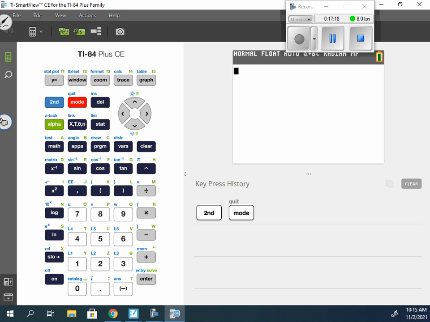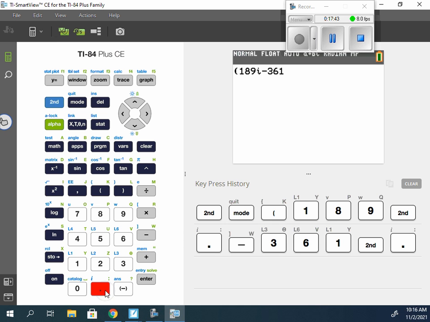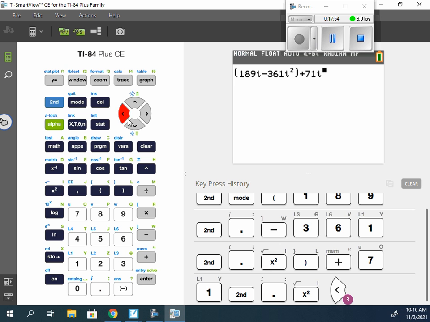Now, pick another one with the addition and subtraction. Let's go with E, because I think E is kind of funny. Let's put parentheses 189 second I minus 361 second I squared. Close parentheses. Plus 71 second I squared. Well, okay.